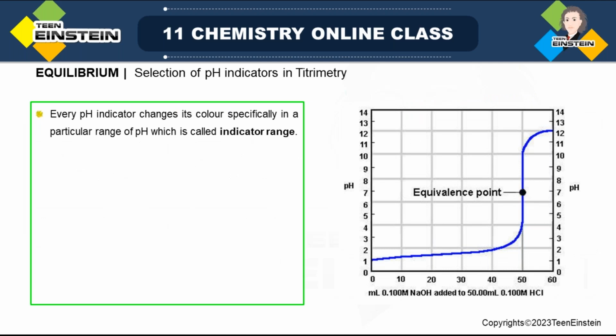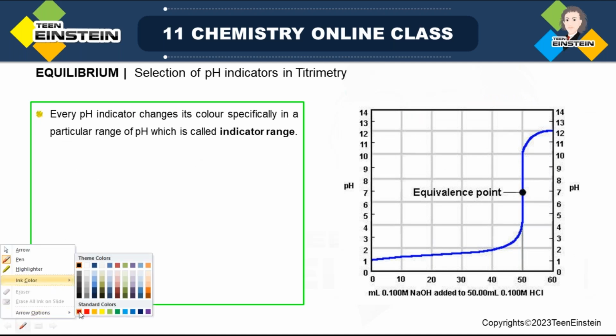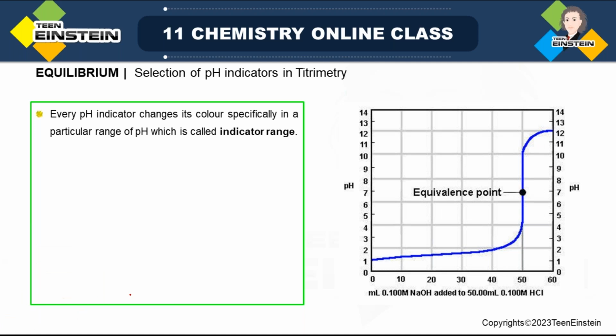Now we will see how we can select these indicators, or pH indicators, depending on what type of acid base we have taken. But in general, we have already seen that every pH indicator has a particular range. For the last two examples, I have already mentioned the range. There are so many other indicators, and every pH indicator changes its color specifically in a particular range, and this range is specific for each indicator.